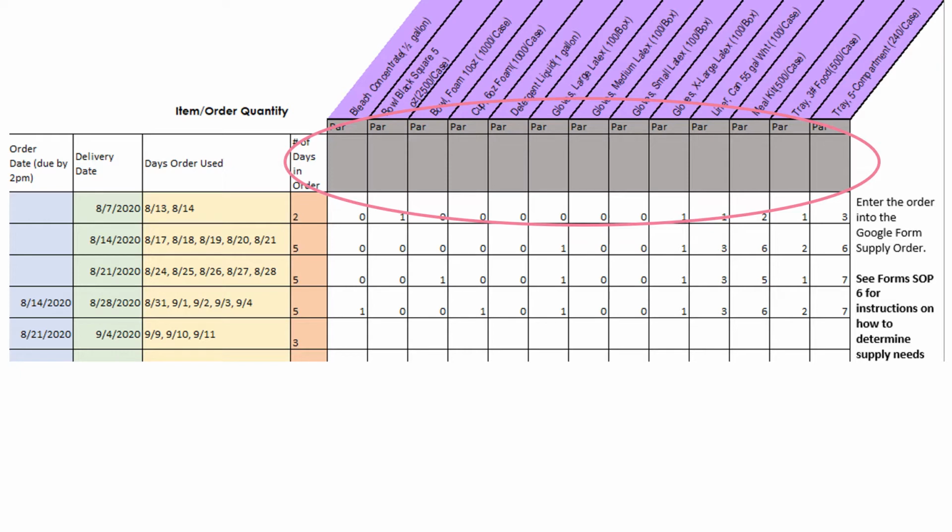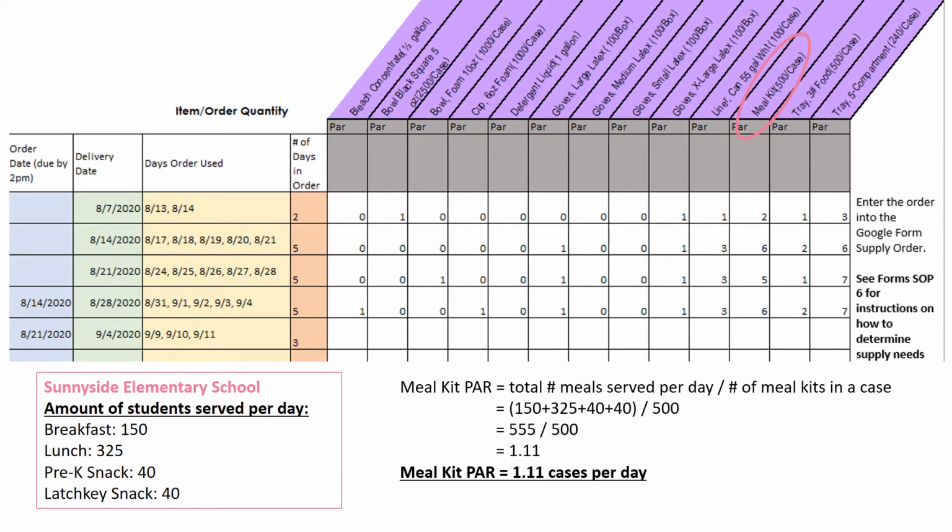Let's walk through how to determine the PAR level. Find the items that are commonly ordered and determine the usage per day. Let's look at meal kits. We are ordering for Sunnyside Elementary School. They serve on average 150 breakfasts, 325 lunches, 40 pre-K snacks, and 40 latchkey snacks.